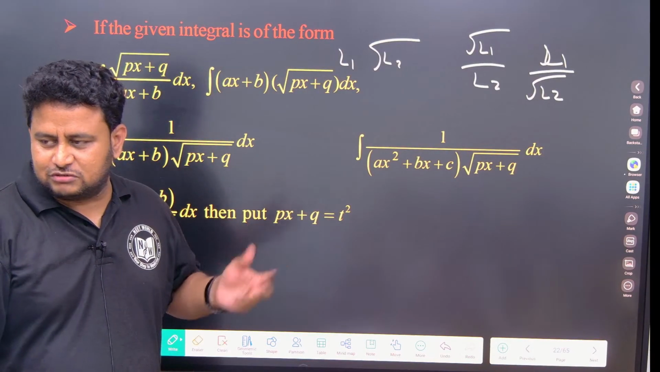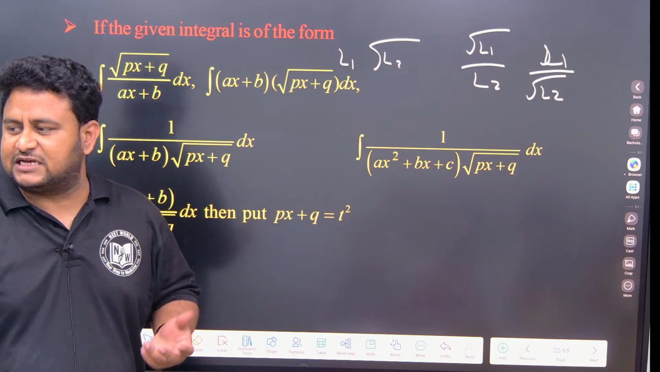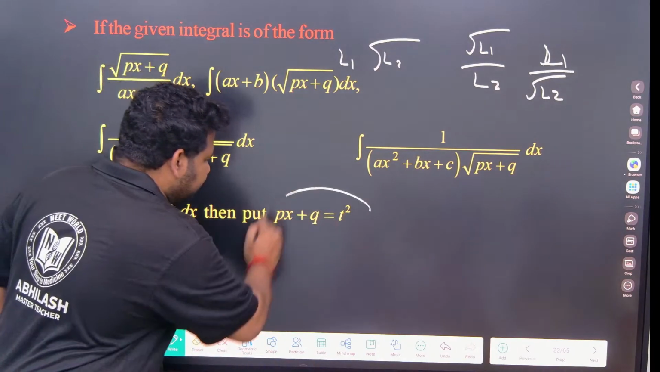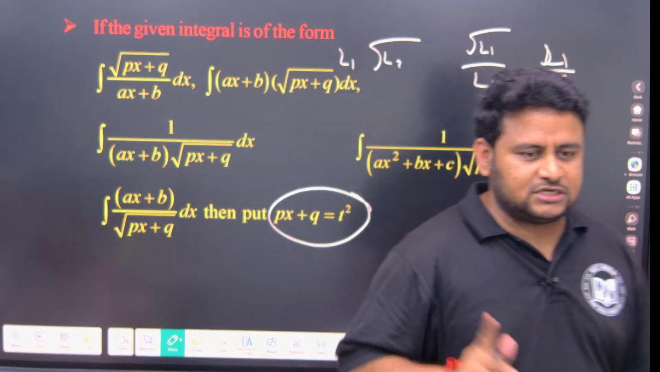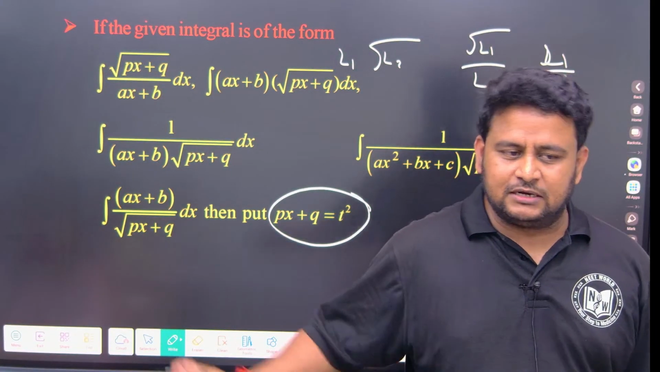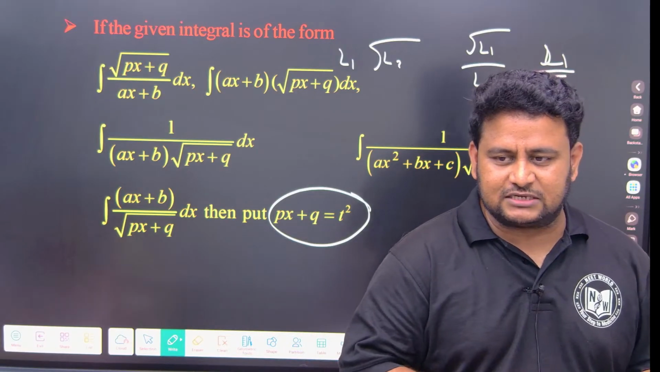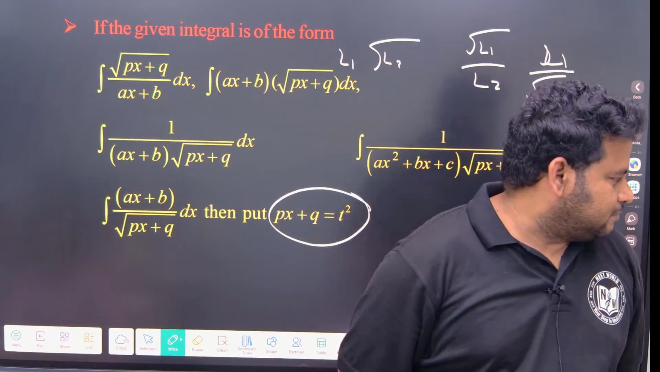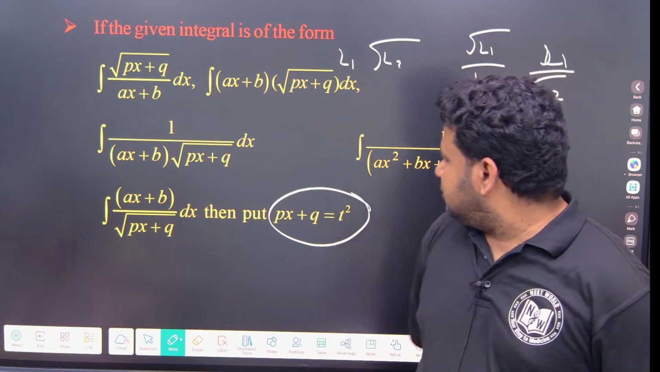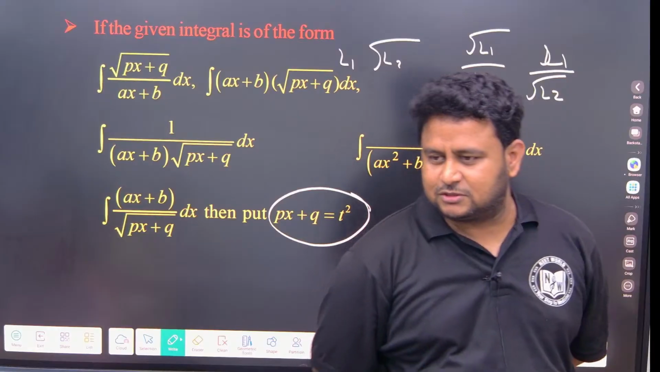That time, instead of taking t, it will be easy if you take px plus q as what? T square. Remember like this. Px plus q is equal to what? T square. Understanding Akshaya, Liharika, Srinidhi, Sharan, Harsha? Okay. Px plus q is equal to t square.